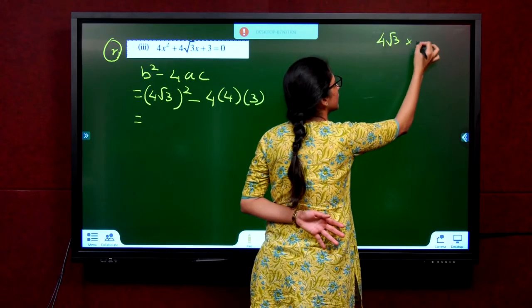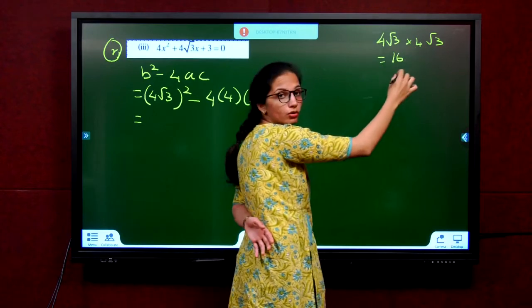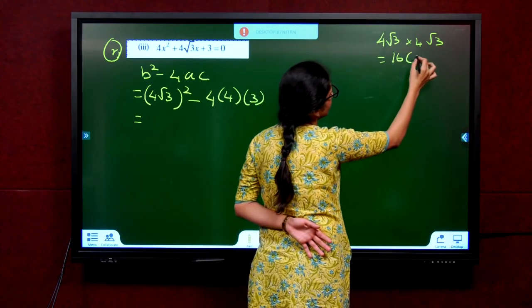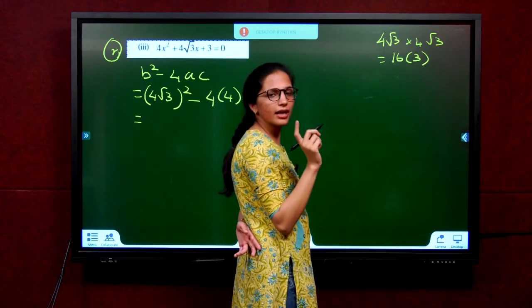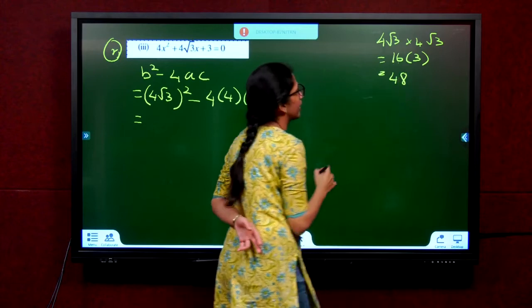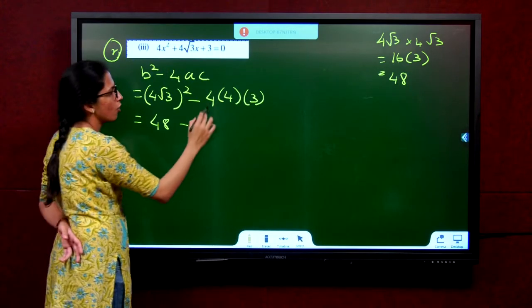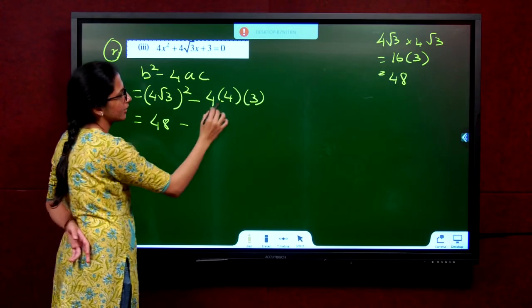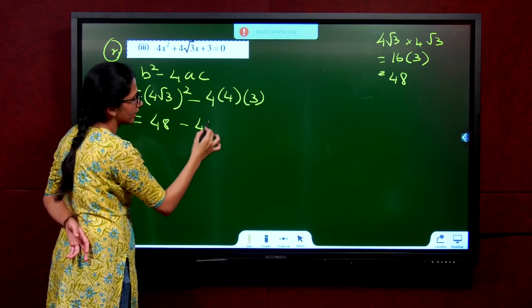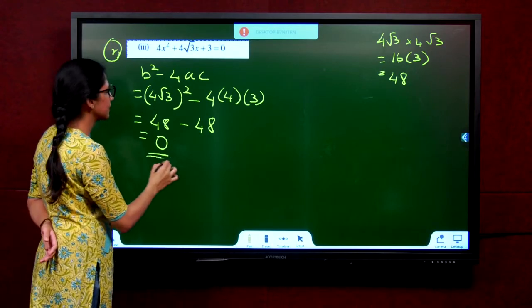4 root 3 into 4 root 3. 4 4s are 16. Root 3 into root 3 is 3. How? Because root a into root a is a. 16 3s are 48. So this becomes 48 minus 4 4s are 16, 16 3s are 48. 48 minus 48 is 0. Do the roots exist? Yes.